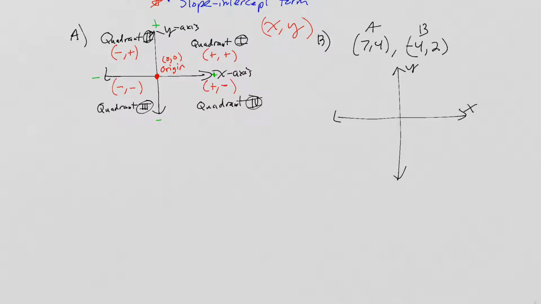So 7, 4: they're both positive, so that's going to be quadrant 1. That's going to be 7 for the x and 4 for the y. So that's right there. It's point A. And negative 4, 2 would be negative for the x and positive for the y, so it'll be right there.